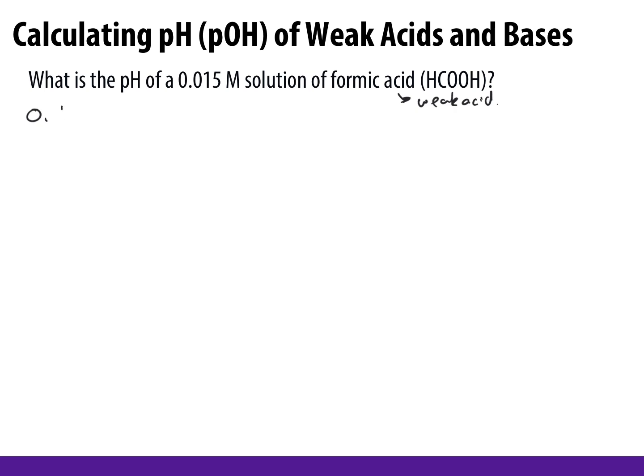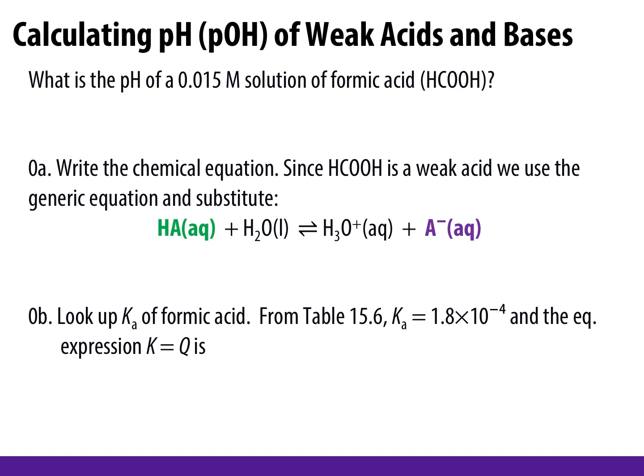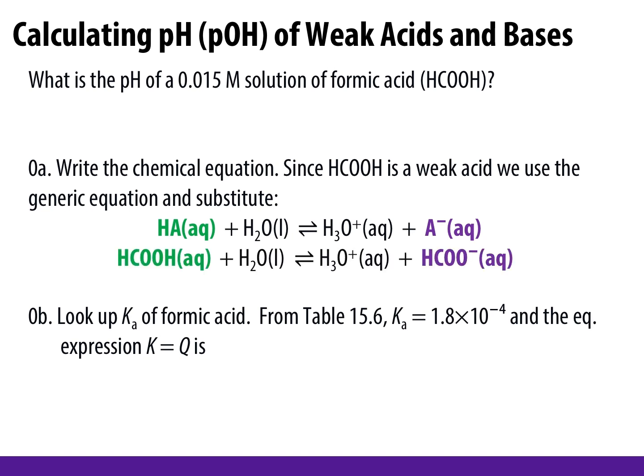Remember, the first thing we need is a balanced equation, K equals Q expression. For this first one, I'm going to show this with the slides here. So it's a weak acid. Therefore, the thing you need to memorize is that when a weak acid goes into water, the Ka reaction is what happens. So the weak acid reacts with water to make H3O plus and its conjugate base. So we'll substitute in for our weak acid HCOOH. That's our weak acid. And then the water part is always the same, but the A minus, right, that's the conjugate base of the weak acid. So instead of A minus, we have HCOO minus, the conjugate base of formic acid. So that's our balanced equation.